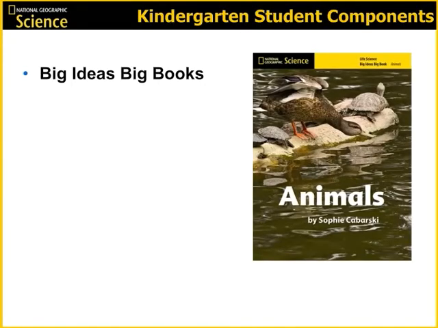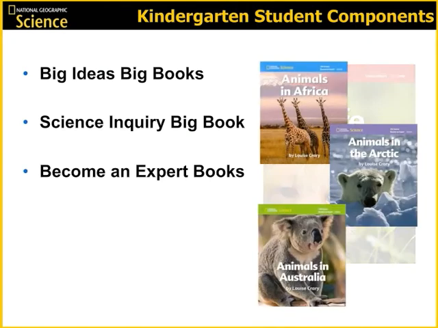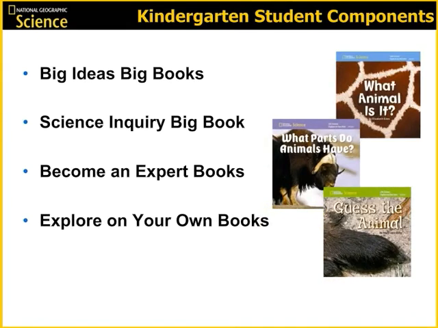For each unit, students will be working with big ideas, big books, 1 per part, and a science inquiry write-on, wipe-off big book. They will also have access to 6 Become an Expert books per unit, or 3 for each part. These books tie directly to the big ideas and are presented at 3 reading levels, allowing differentiation for students at all levels. And then 6 Explore on Your Own books, 3 per part, for each unit, which are also leveled.